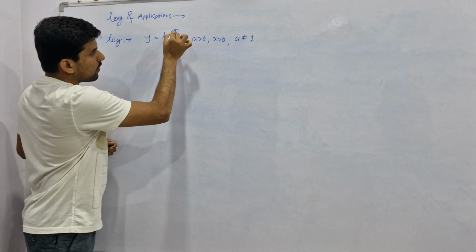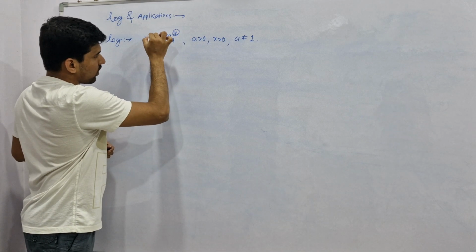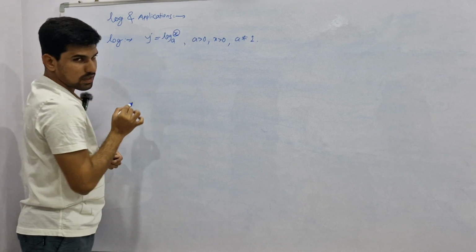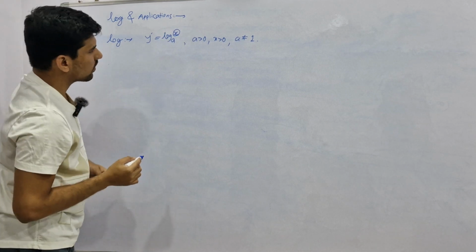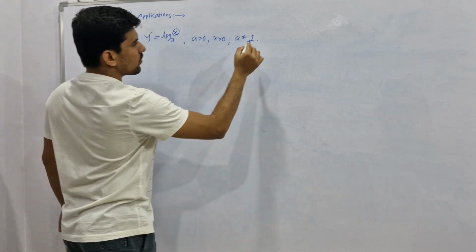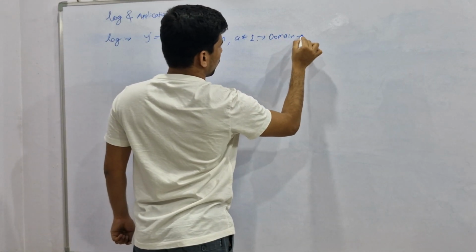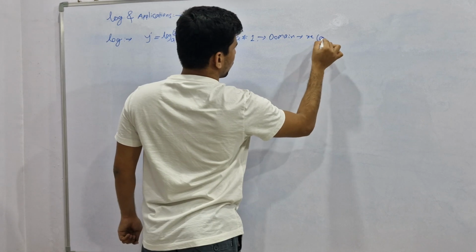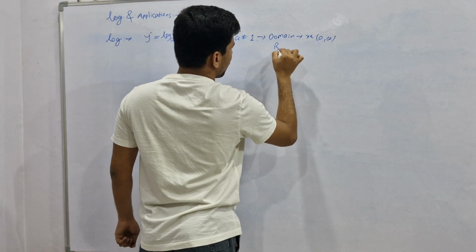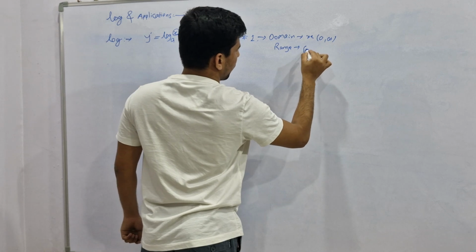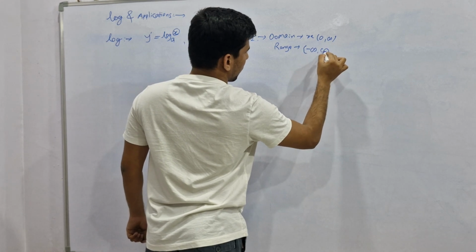Logarithm of a number is the exponent that must be raised to the base in order to produce that number, and that is a logarithmic function. Its domain is x belongs to 0 to infinity and its range is minus infinity to infinity.